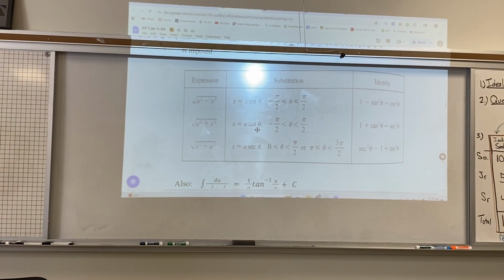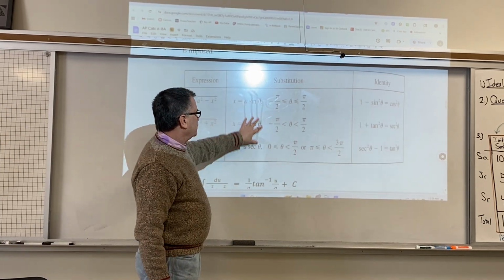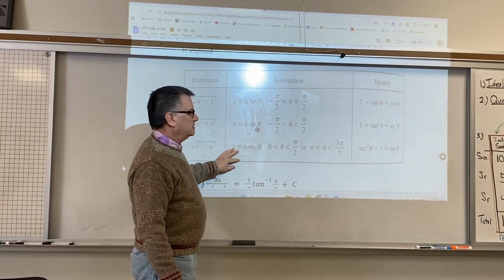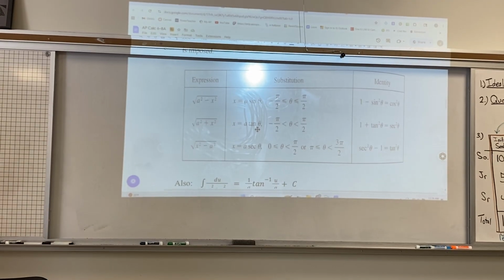You don't have to write down this whole thing. And this is on Canvas too, so you can go back and look at it. You really just need this part right here. You really just need that.